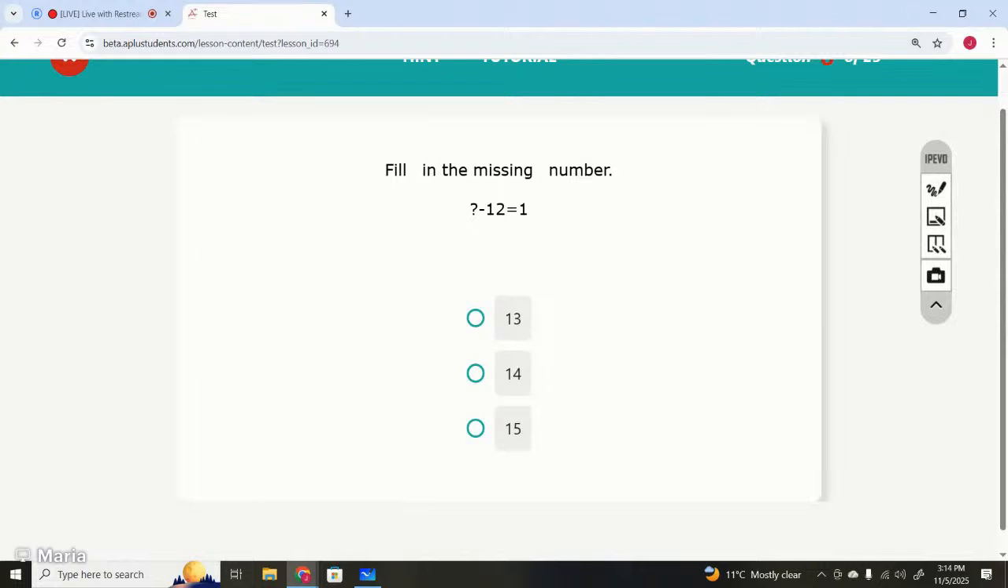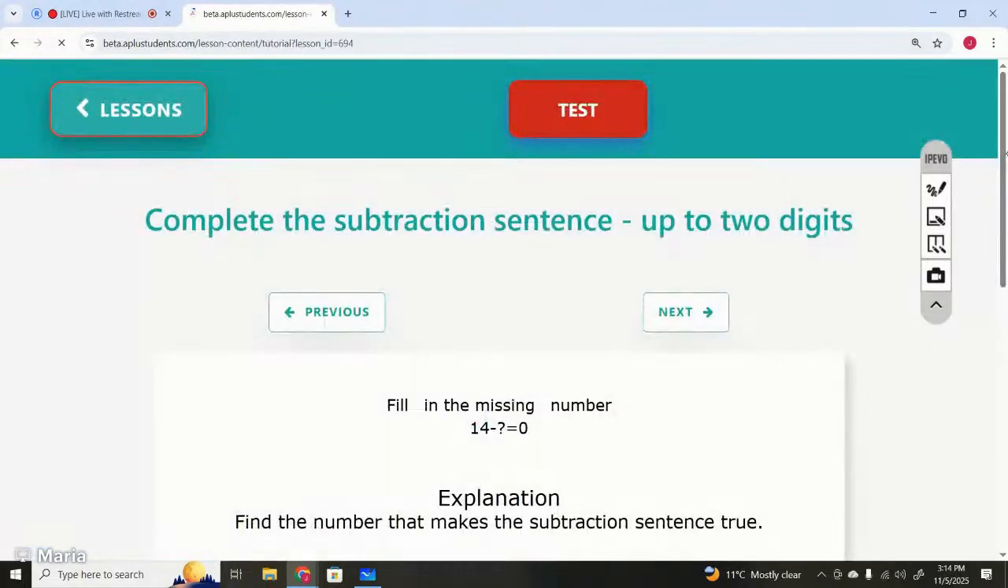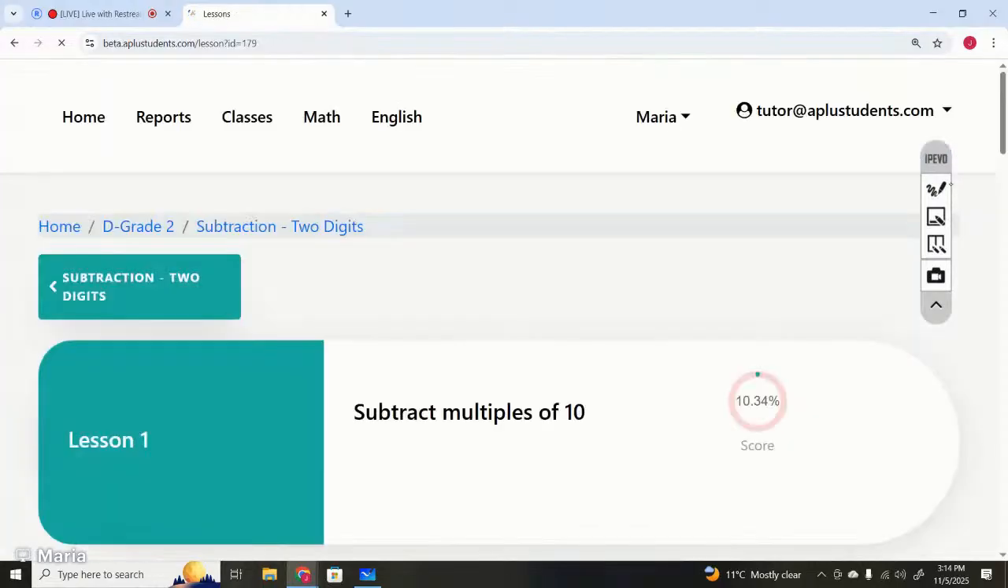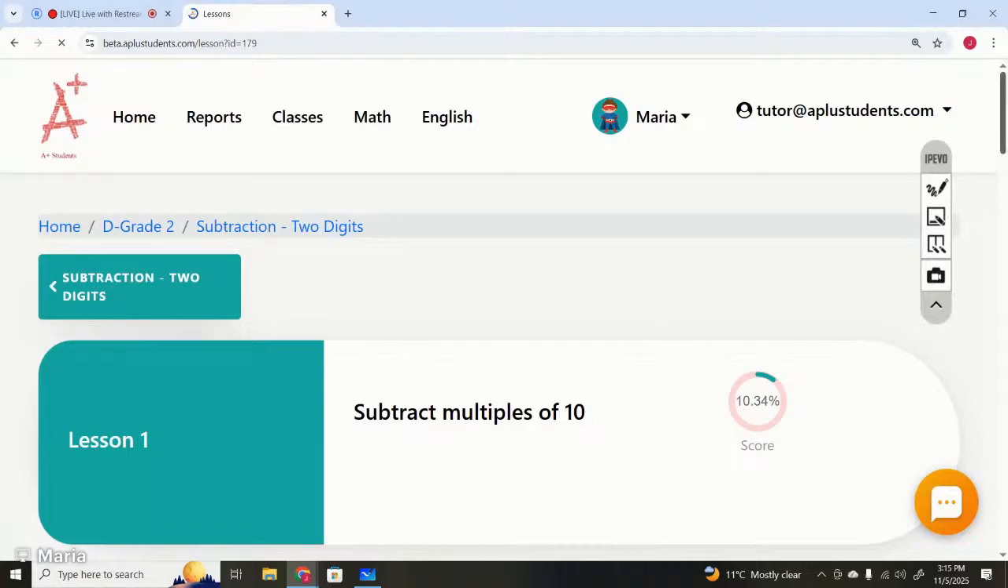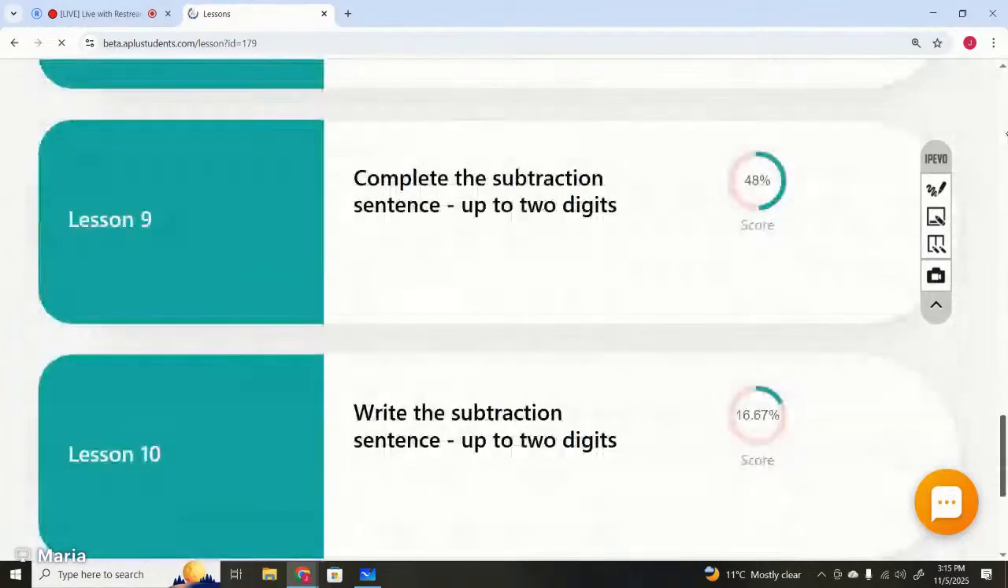Okay, you can complete the lesson by yourself later today. Let me just move on to the next lesson. The next lesson is subtraction sentence up to 2 digits.